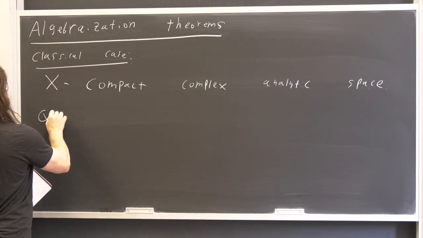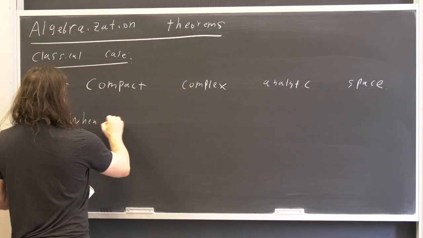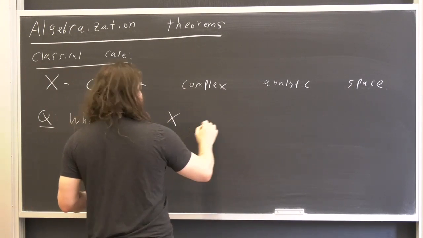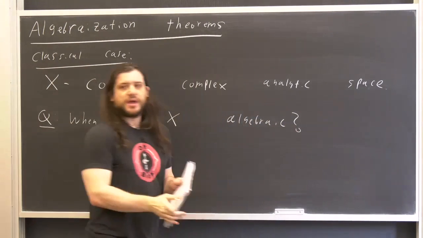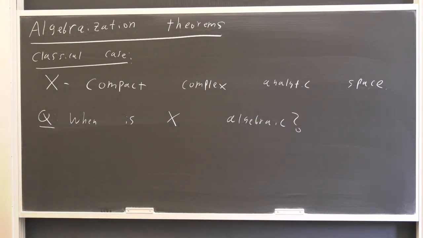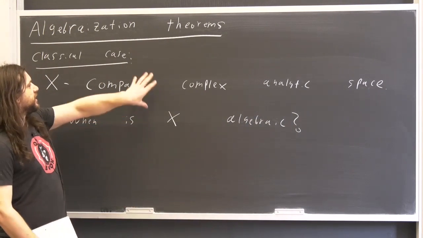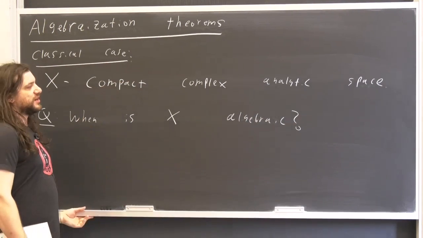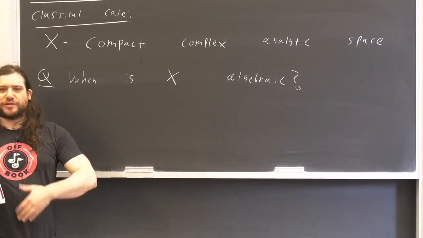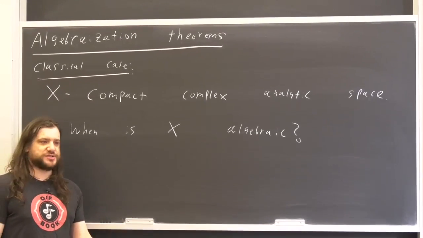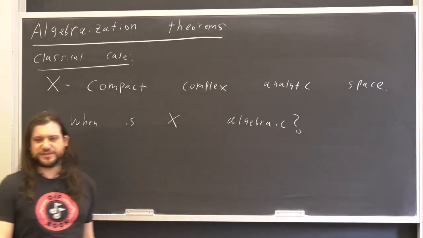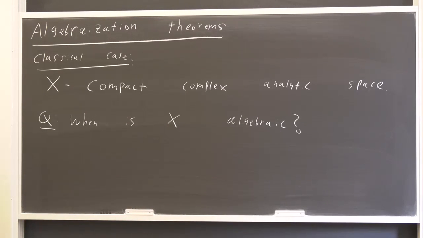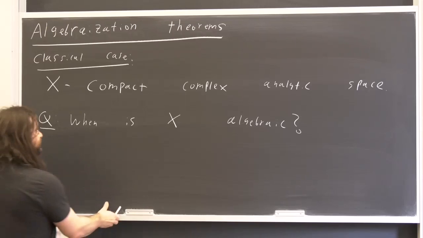You can ask, when is X algebraic? By which we mean, when does X admit the structure of an algebraic space which, when you analytify, you get X back. Note that because we're in the compact case, because of GAGA, there's no concern about having more than one algebraic structure. If you have two algebraic structures, then you have an analytic isomorphism between them, which would have to be an algebraic isomorphism by GAGA. So this is a well-defined question without much ambiguity to it.